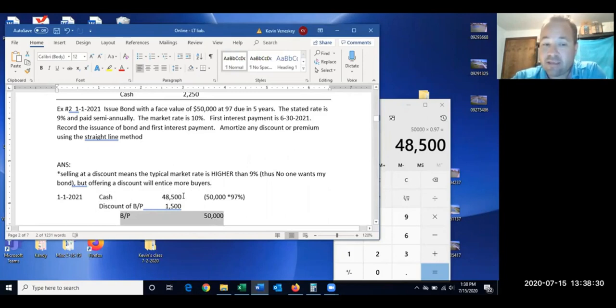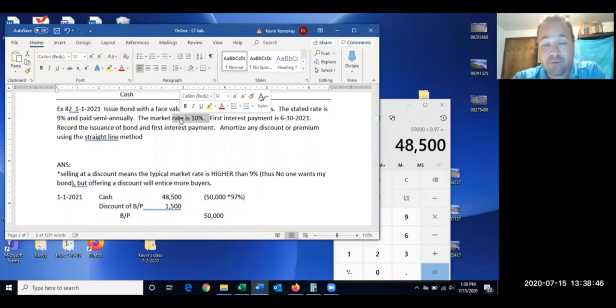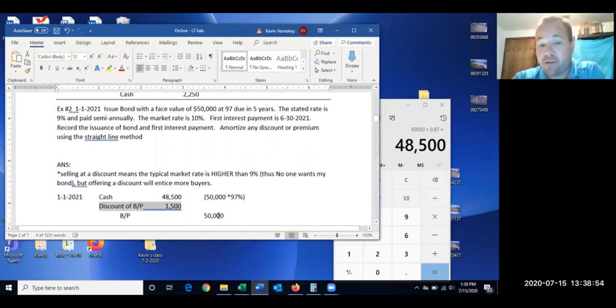Now the reason why it's selling for cheaper is because I had to issue it at a discount. Because in my problem here, the bond is stated at 9%, but the market is willing to pay 10%. So therefore, people aren't going to want to buy my bonds at face value. I have to give them an incentive. I'm giving them an extra $1,500 in 5 years, because they're only paying me $48,500 now, but in 5 years, I'm going to pay them the full amount and an extra $1,500. So remember, this is like hidden interest.